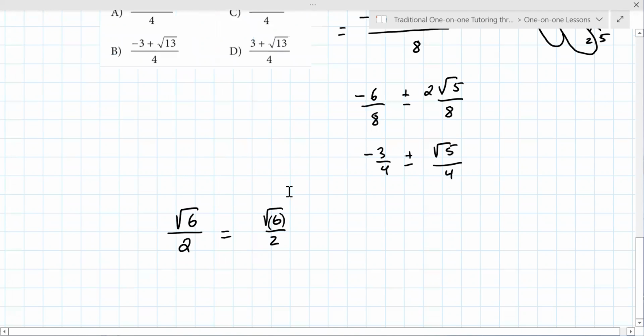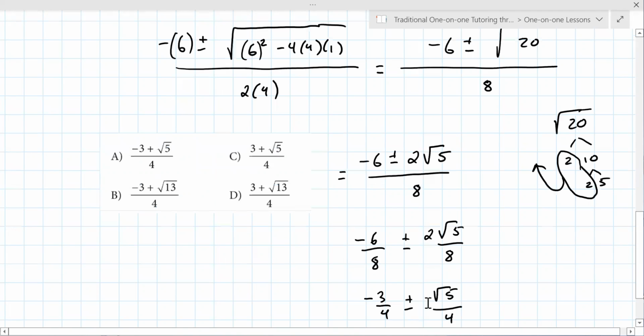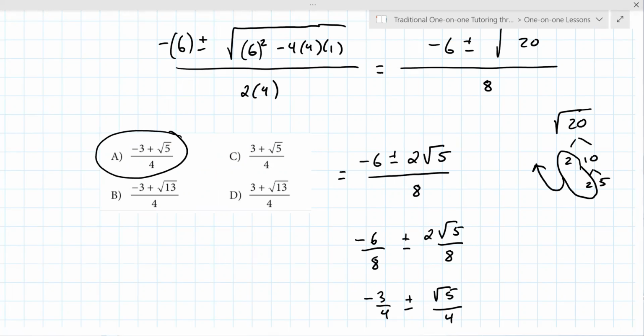Okay. Now, if we go back and look at your problem here, the way the question says, it says which of the following is a possible solution. So you're looking for the one that's -3 plus square root 5, which looks like it's this one here. Yeah. Okay, so hopefully it's coming back. Yeah, let's do another one here.